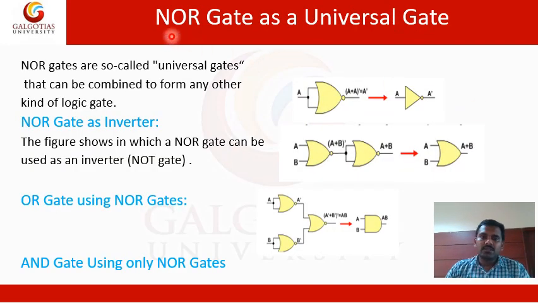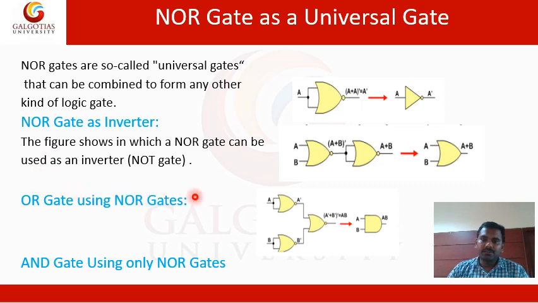Now you can see how the NOR gate is used to derive all the remaining fundamental logic gates, and that's why it is called a universal logic gate. Here the NOR gate is used to derive the NOT gate. Here you can see this is a NOR gate, and if you use only one input, then this will be equivalent to a NOT gate.